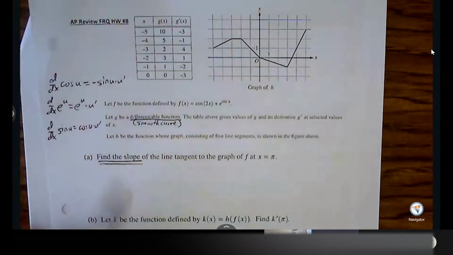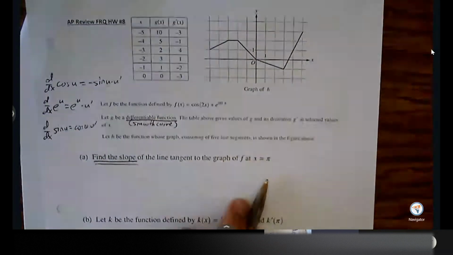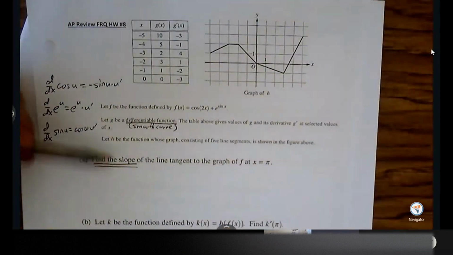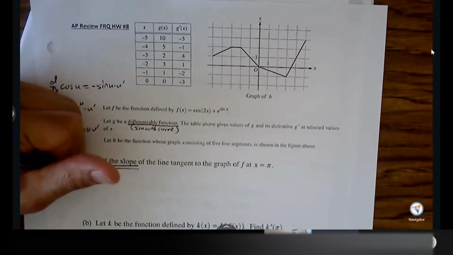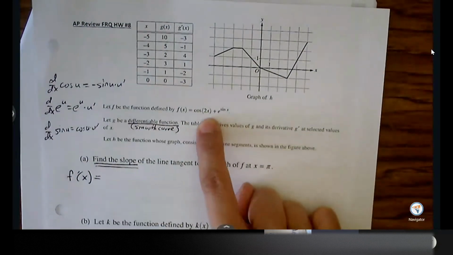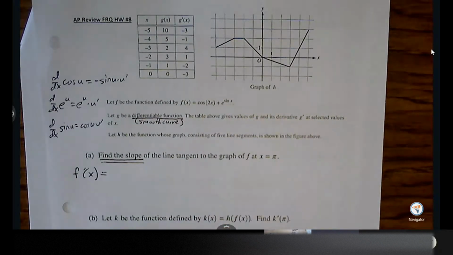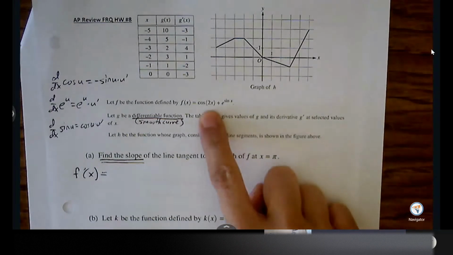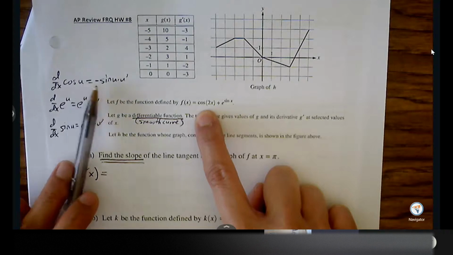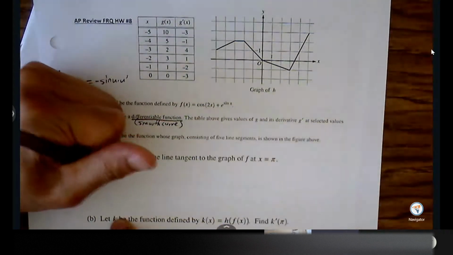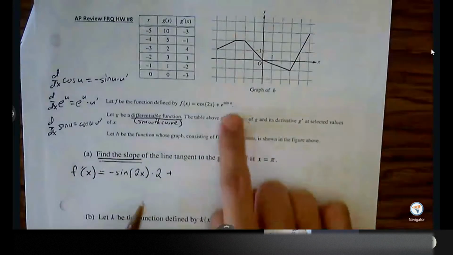Find the slope. Let's find the derivative first. Actually, it's not asking for a tangent line, so just the slope. Okay, so f prime. What does cosine of 2x become? Would it be negative sine 2x times 2? Yeah, we just follow what the rule says. Our u value is 2x. So we're done with that term.